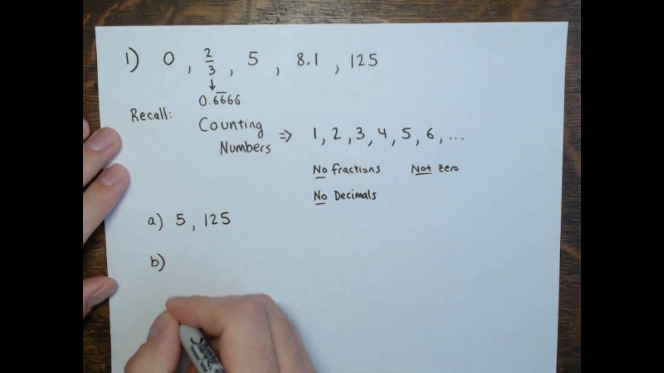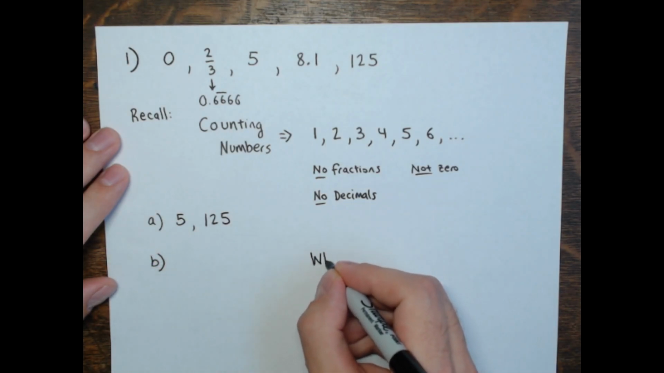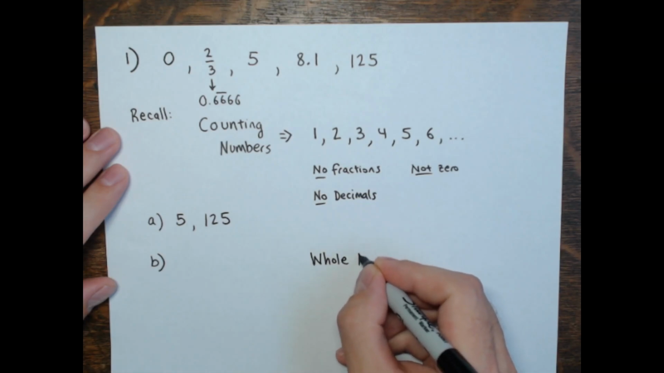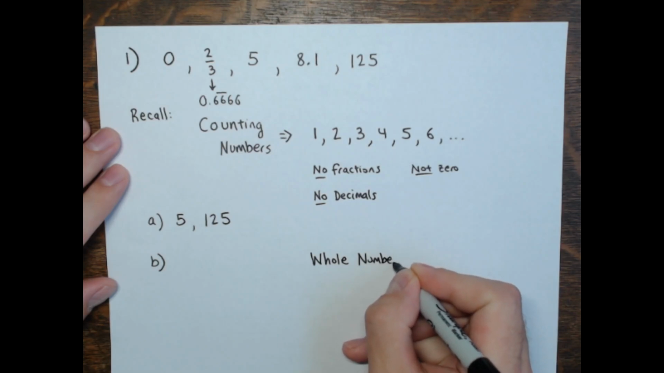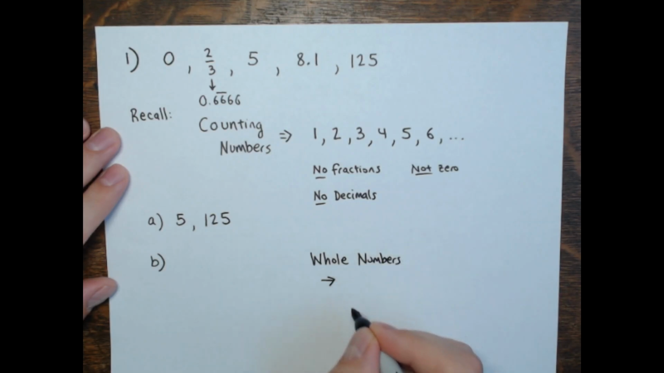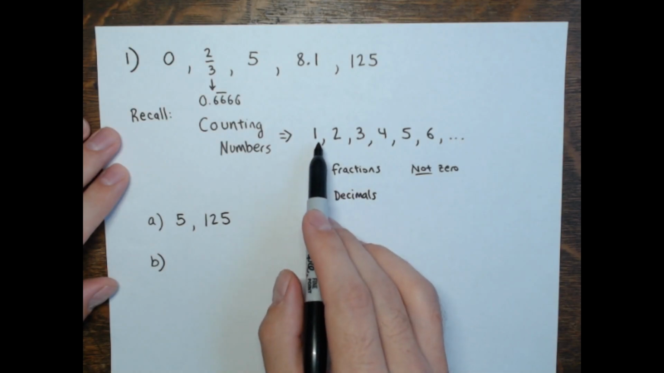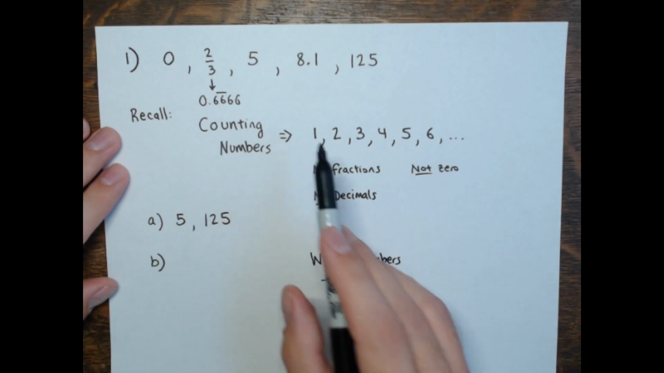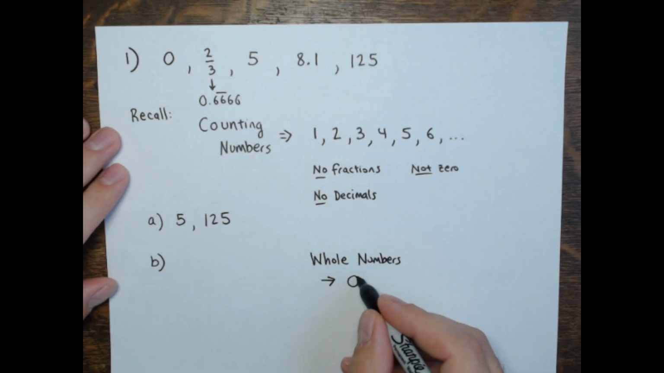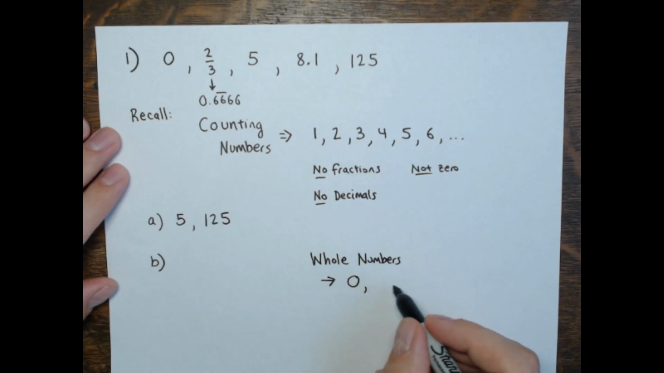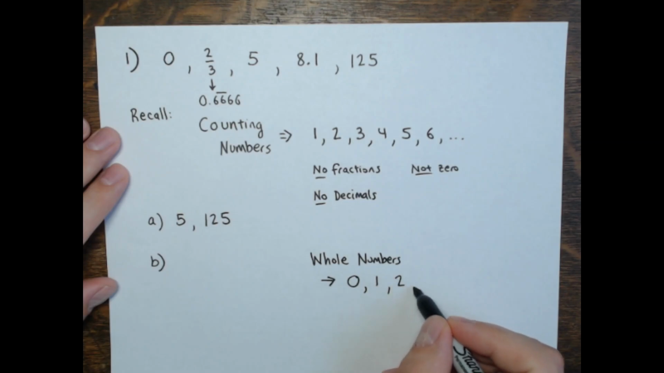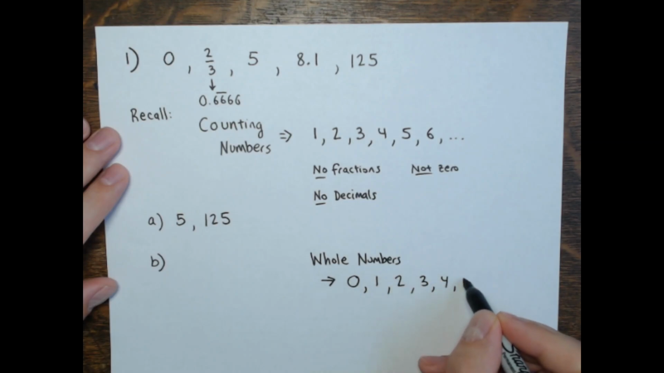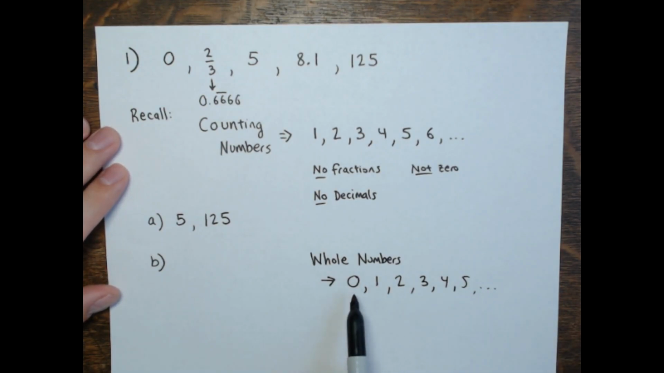And then part B, they ask for what are the whole numbers. And again, let's recap from the reading what the whole numbers were. Well, the whole numbers are just the counting numbers, but starting at 0. So 0 is considered a whole number, and then you just keep increasing by 1. So 1, 2, 3, 4, 5, and so on. So yeah, the only difference is that there is now 0.